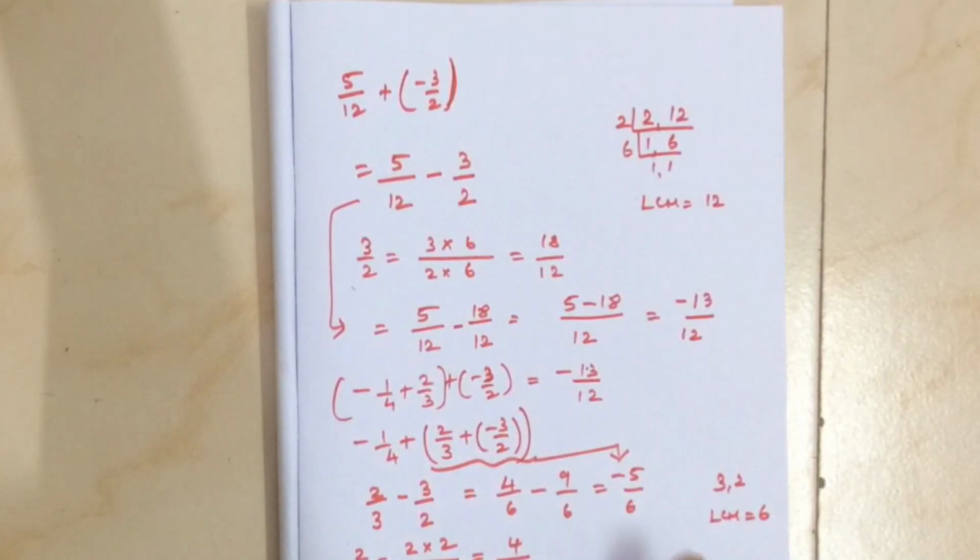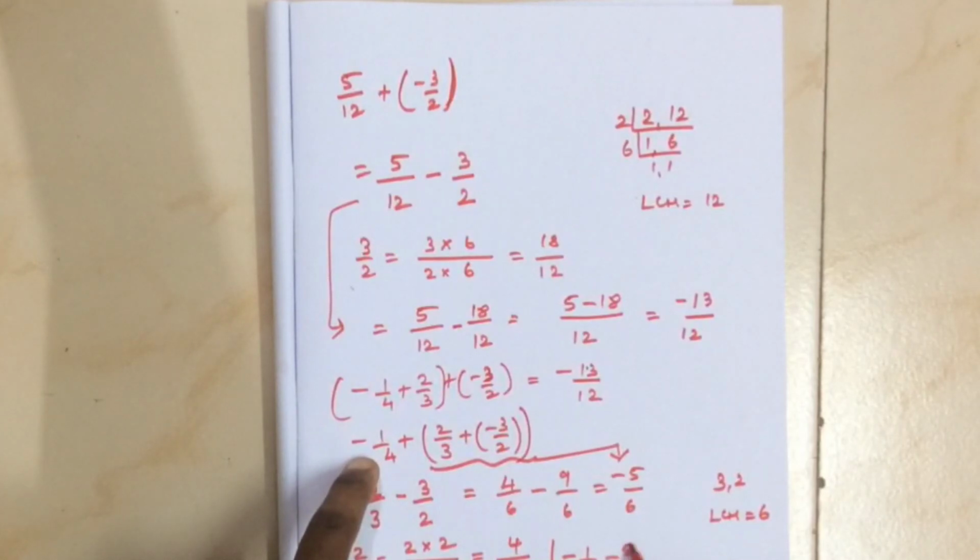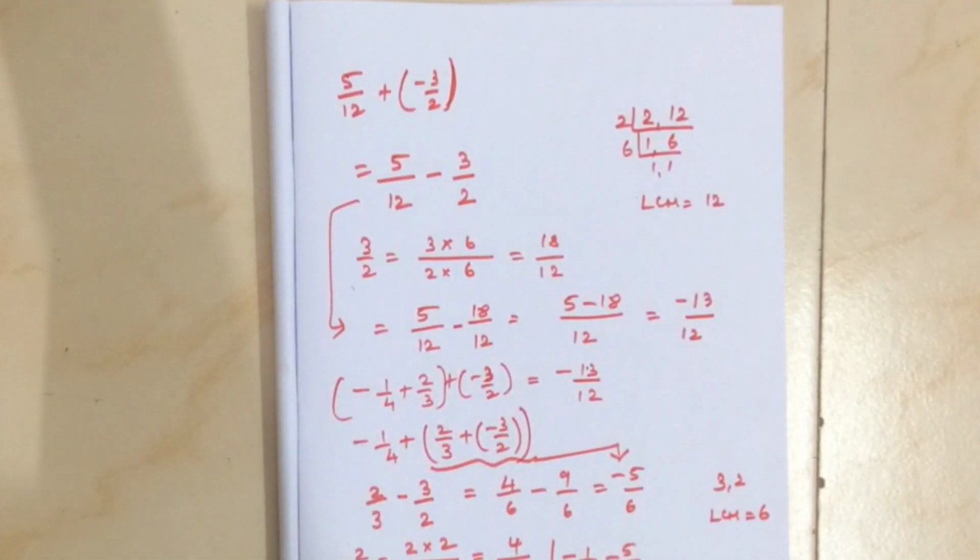Now what should I do? I should add with minus 1 by 4. So minus 1 by 4 minus 5 divided by 6. Now we have to take LCM of 6 and 4. 6 and 4, 2 3s are 6, 2 2s are 4. So LCM here is 3 into 2 into 2, that is 12. Minus 1 by 4 multiplied by 3, to get 12 here, gives minus 3 by 12. 4 3s are 12, 3 1s are 3.